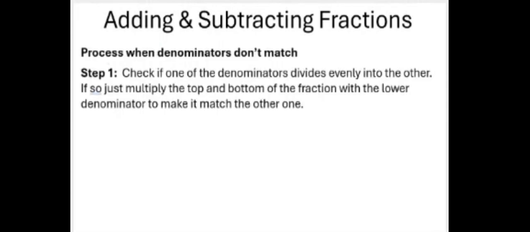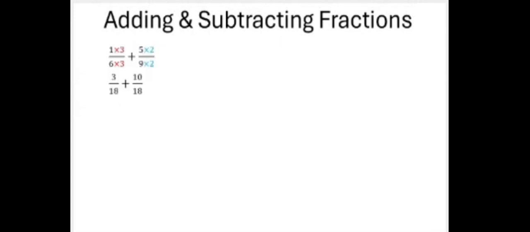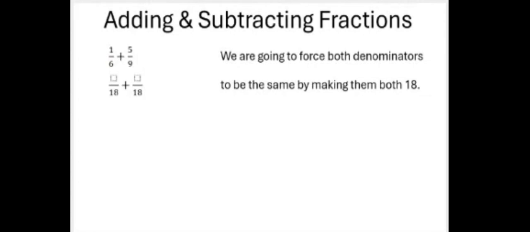Okay, so here's the process. If you're a process person, and you can screenshot this if you want, check if one of the denominators divides evenly into the other. If so, just multiply the top and bottom of the lower one to get the higher one. Okay, that's a lot of words. Let's go back and look at what that means in an example.